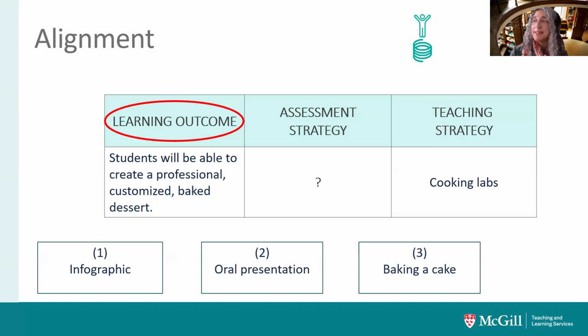And take a moment, please, now to write in the chat which of the following 3 boxes at the bottom, the infographic, the oral presentation, or baking a cake, would be the best assessment strategy, do you think, in this case? You could just write 1, 2, or 3 in the chat. And if you have ideas about why, please include those as well.